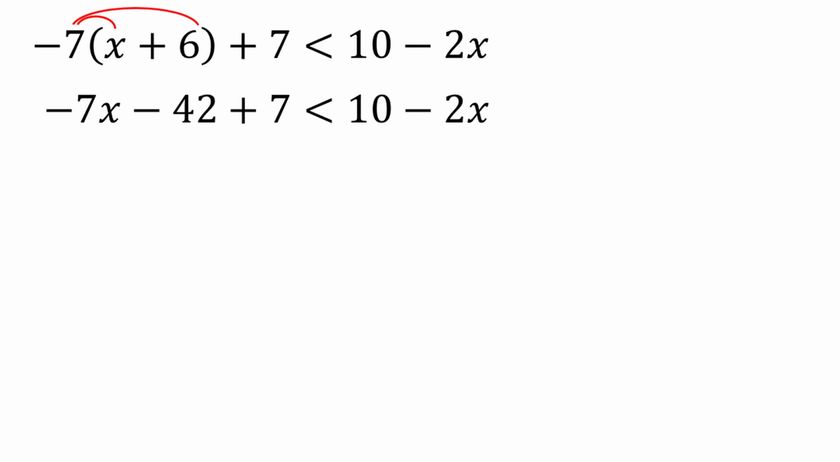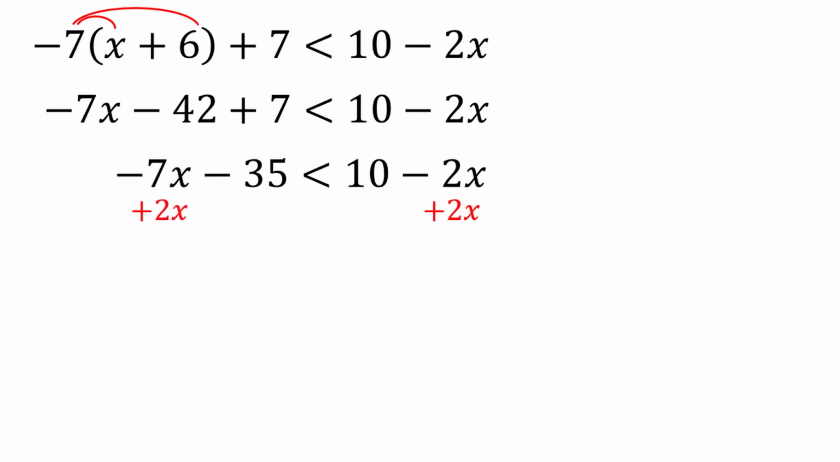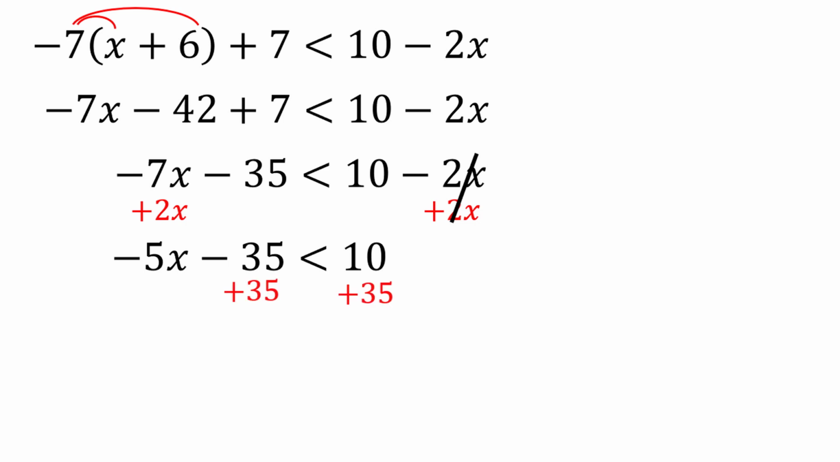Combining the constants on the left-hand side by adding 7 to negative 42, we get negative 7x minus 35 is less than 10 minus 2x. Adding 2x to both sides to cancel the 2x on the right-hand side of the inequality, we get negative 5x minus 35 is less than 10. Adding 35 to both sides to cancel the 35 on the left-hand side of the inequality, we get negative 5x is less than 45.